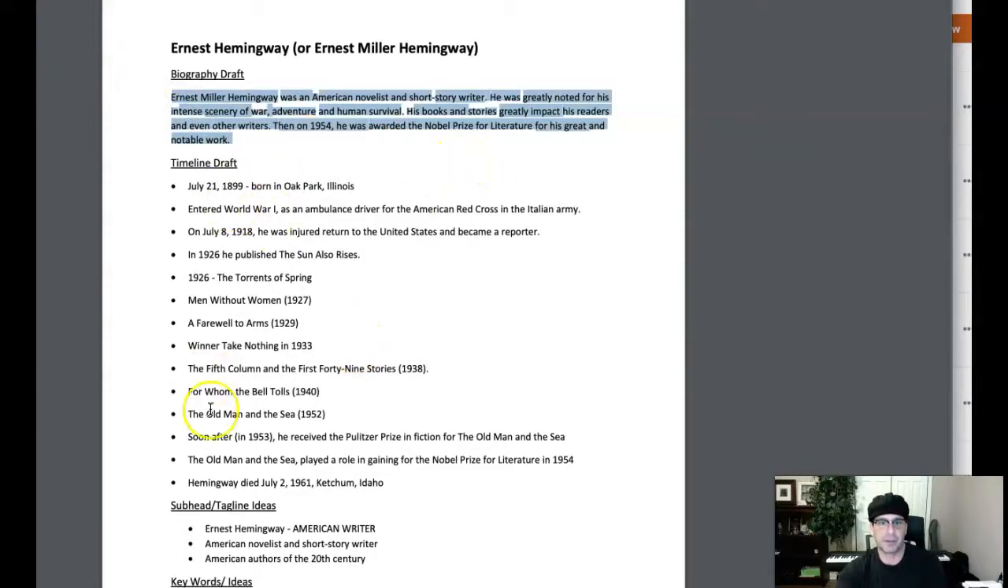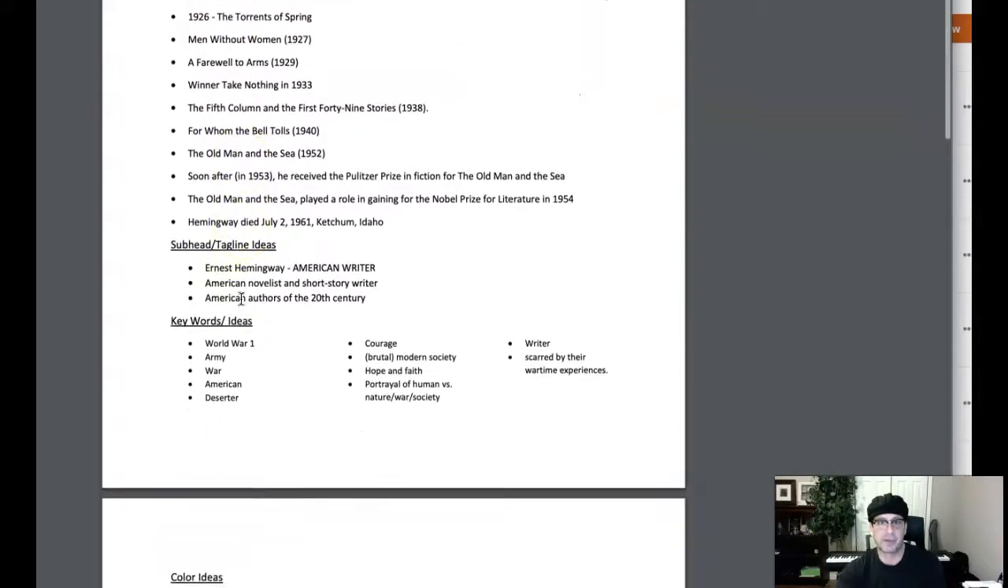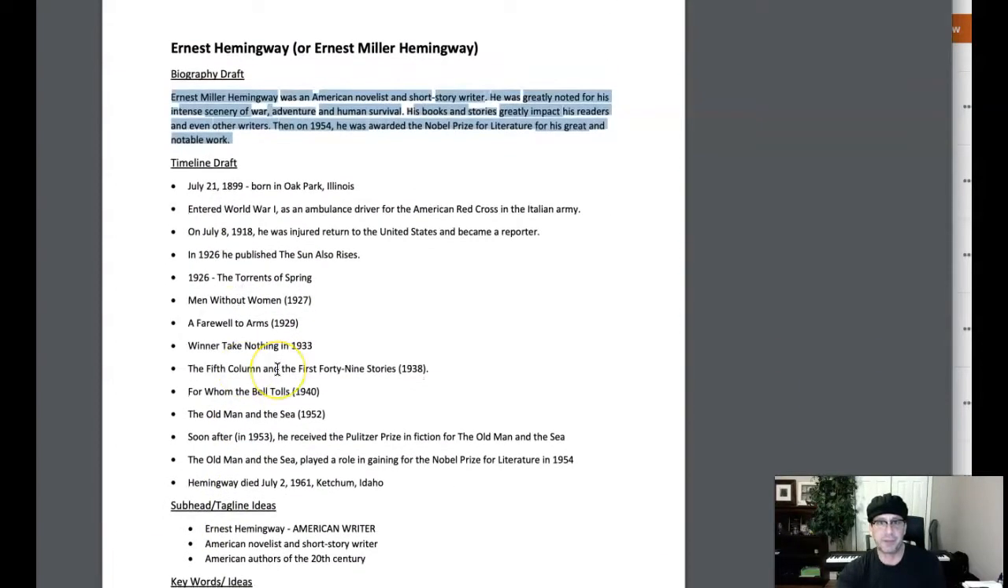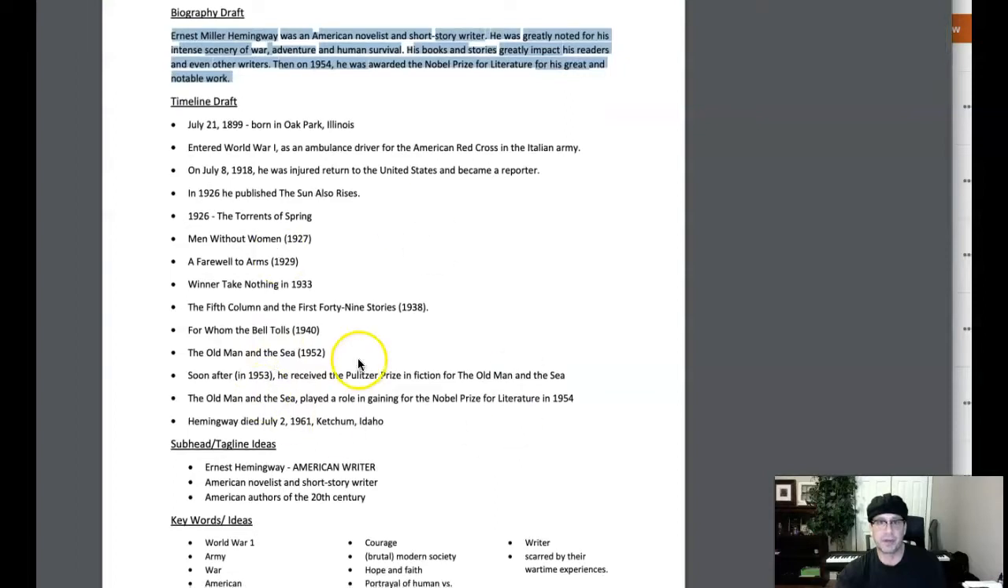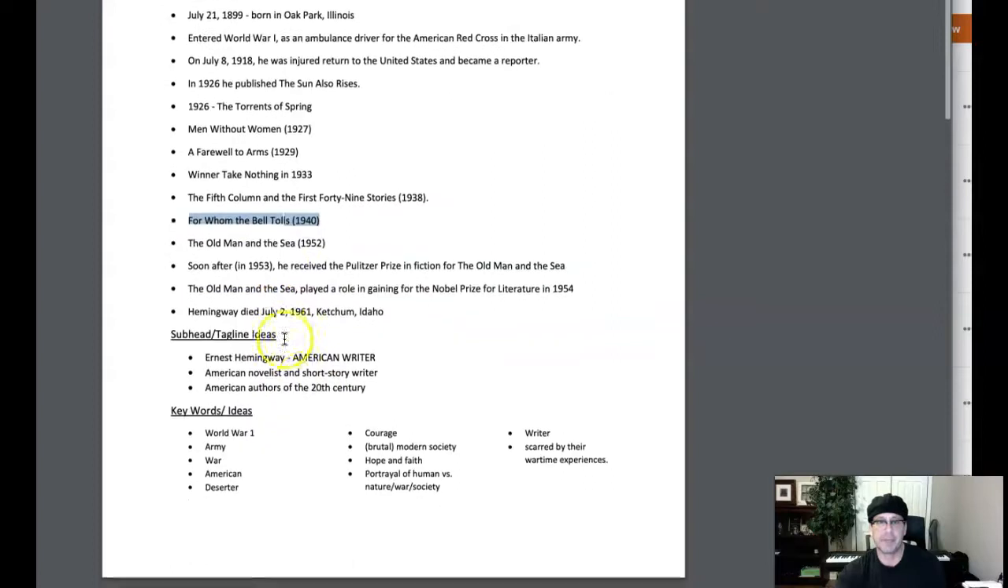Then you have your timeline. Looks like you have about a dozen or so timeline entries. That's good. You might end up deleting a few, depending on how this works out. But I would create more complete ideas. So you're basically saying The Old Man and the Sea, but I would just say, you know, The Old Man and the Sea, written in 1952 or something like that, instead of just good. So you want to complete the idea.